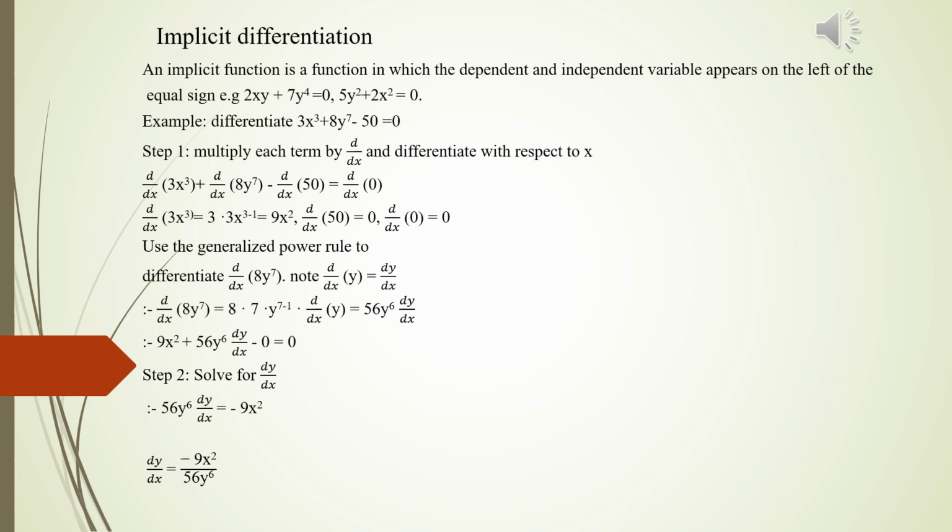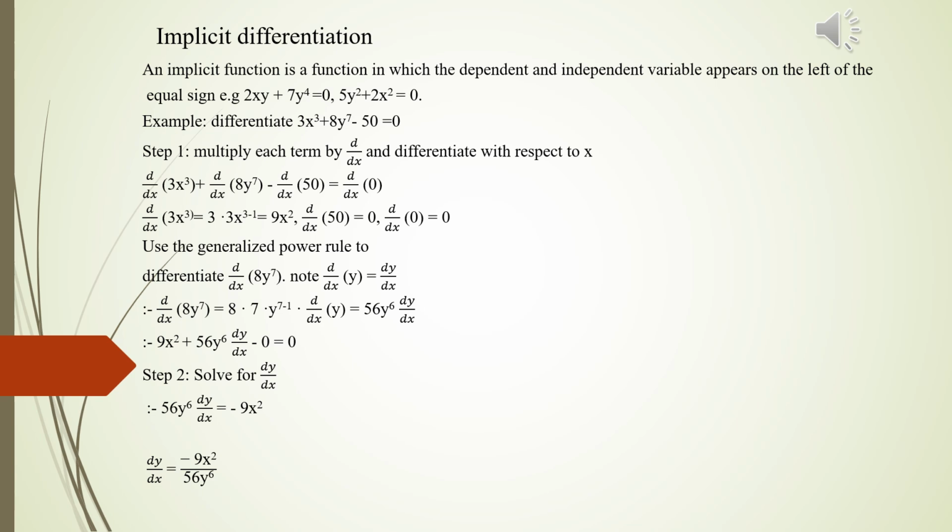Implicit differentiation. An implicit function is a function in which the dependent and independent variable appear on the left of the equal sign, e.g. 2xy plus 7y raised to power 4 equals 0, 5y raised to power 2 plus 2x raised to power 2 equals 0. So when we have the dependent and the independent variable, that is x and y, on the left hand side of the equal to sign, we have what? An implicit differentiation.